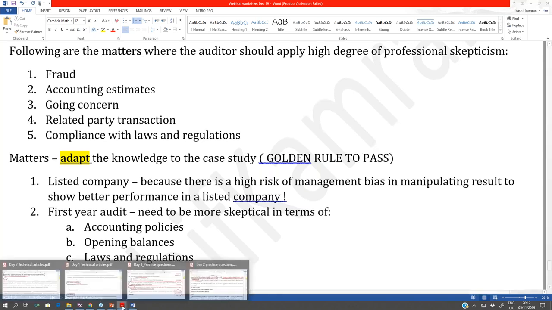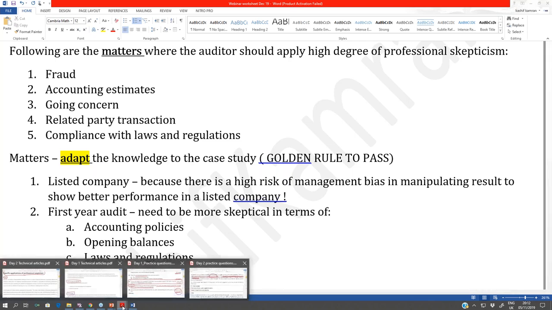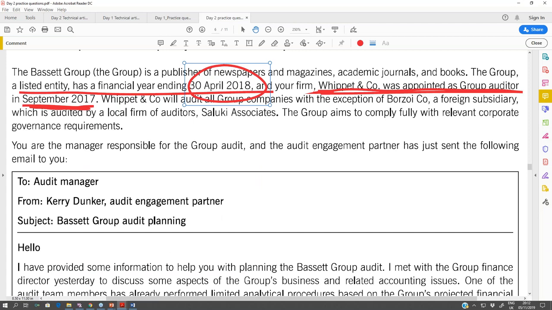Let's do one last example and then you will continue the case finding matters where you need to be more skeptical. Whippet Company will audit all of the group companies with the exception of Borzoe Company, a foreign subsidiary, which is audited by a local firm of auditors, Saluki Associate. So will I need to be more skeptical about the local firm of auditors, Saluki, and how they are performing the audit of a foreign subsidiary? Because I'm not the auditor of the foreign subsidiary. Rather, the foreign subsidiary is being audited by a component auditor, and the name of the component auditor is Saluki Associate.